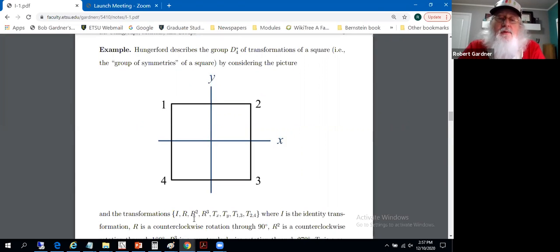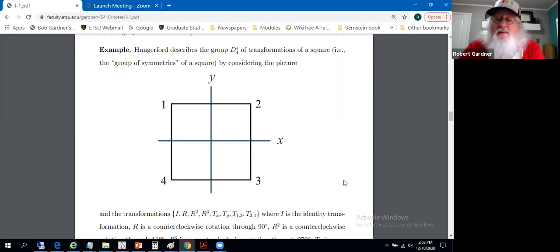R squared, apply that twice. It'd be a counterclockwise rotation through 180 degrees. R cubed would be a counterclockwise rotation through 270 degrees. So then the 1 would be mapped to the 2, right? It'd go around 90, 180, 270, and so forth.